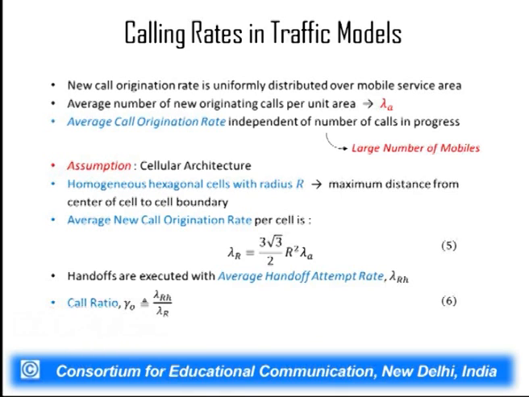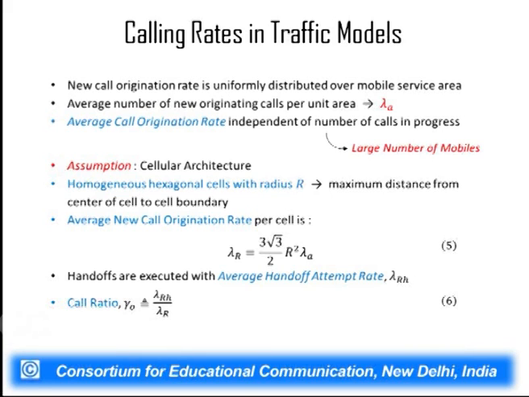Now let's study the calling rates, how to analyze them. Here we have to make some assumptions. First, the new call origination rate is uniformly distributed over the mobile service area. Second, the average number of new originating calls per unit area is taken as lambda a. And this average call origination rate is totally independent of the number of calls in progress in our region of interest.